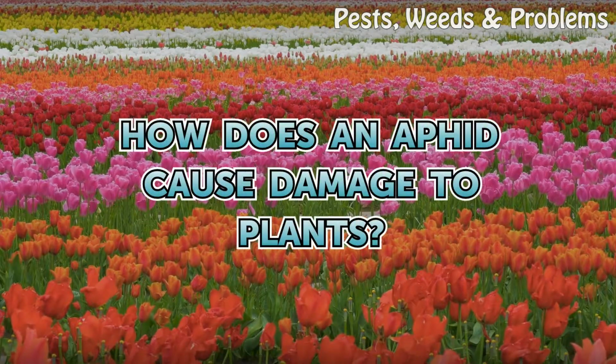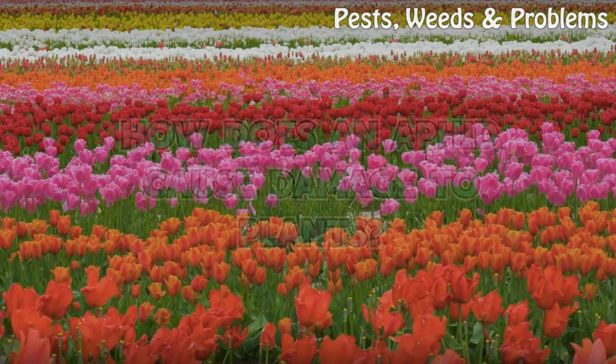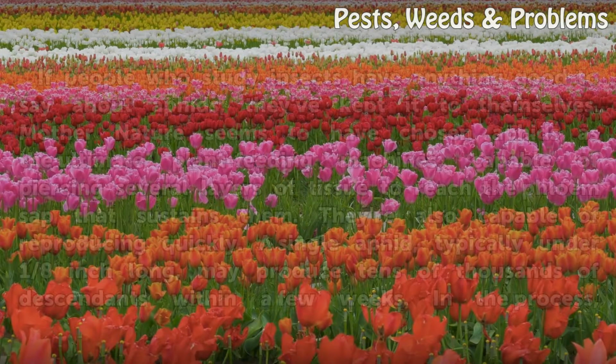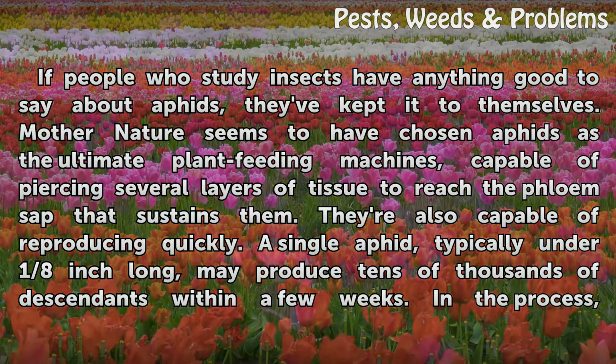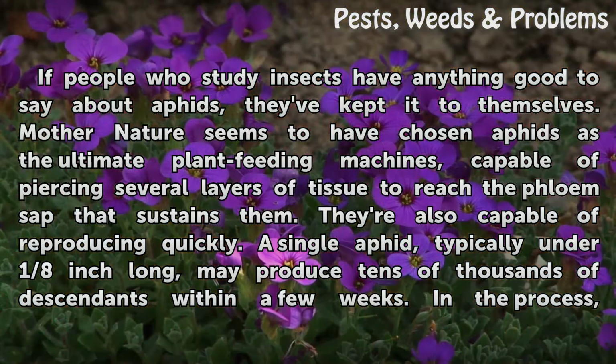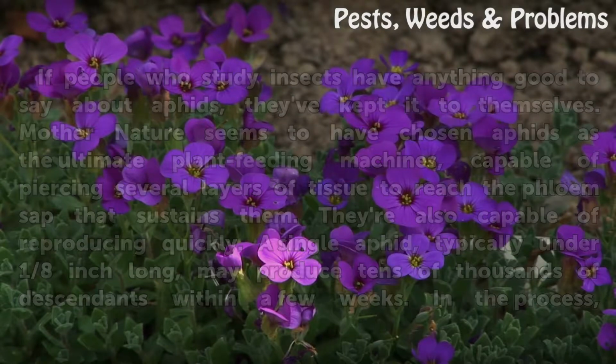How does an aphid cause damage to plants? If people who study insects have anything good to say about aphids, they've kept it to themselves. Mother Nature seems to have chosen aphids as the ultimate plant-feeding machines, capable of piercing several layers of tissue to reach the phloem sap that sustains them. They're also capable of reproducing quickly. A single aphid, typically under 1/8 inch long, may produce tens of thousands of descendants within a few weeks.